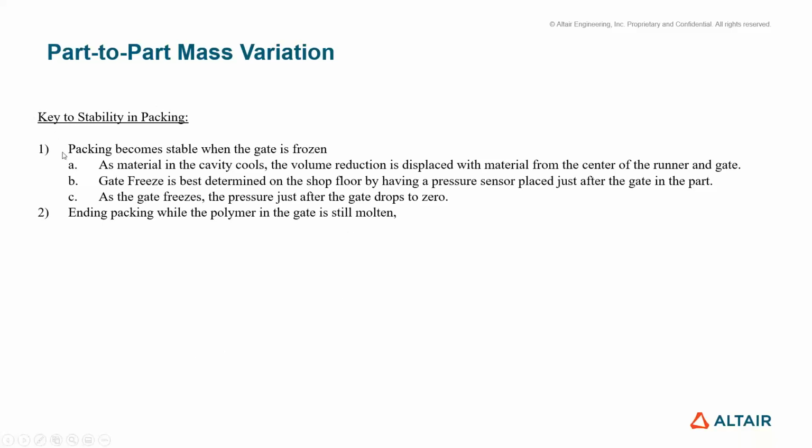So part-to-part mass variation, key to stability. Packing becomes stable once that gate is frozen. Make sure that you get enough pressure in there that is fairly even. And you want, in your part designs, to make sure that your part designs have very even wall thickness as much as possible.